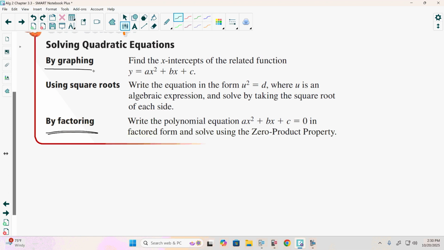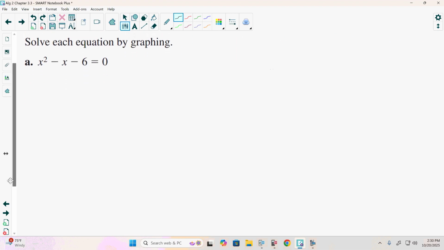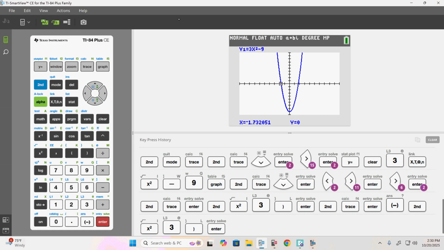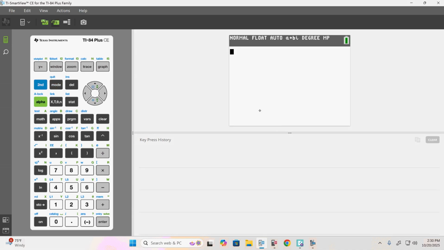So the first big thing with solving by graphing is to either get the equation as y equals or get it equal to 0. We want to get the equation equal to 0 before we graph or do most of our solving methods. So as we look at this here, x squared minus x minus 6 equals 0. This one here, the equation is already equal to 0, so we can graph it. So we want to grab the graphing calculator and turn it on.